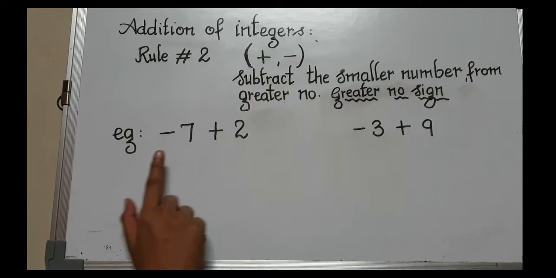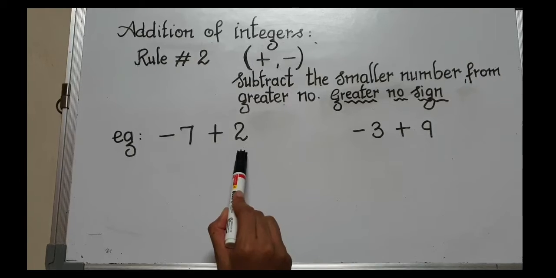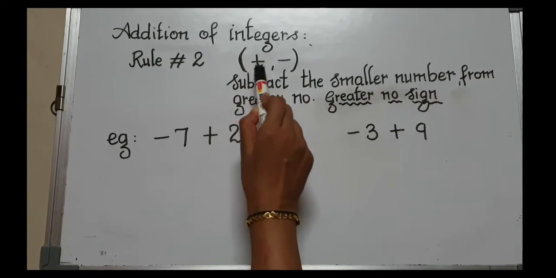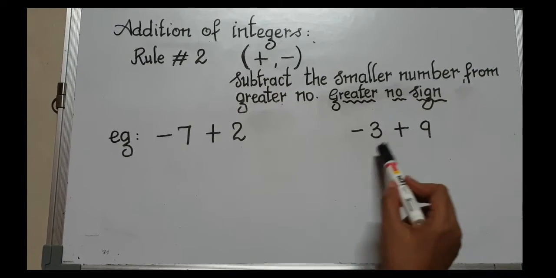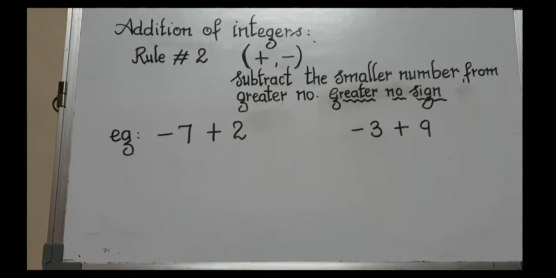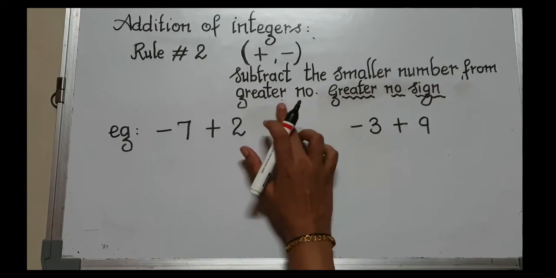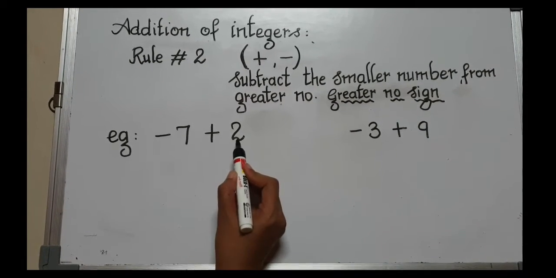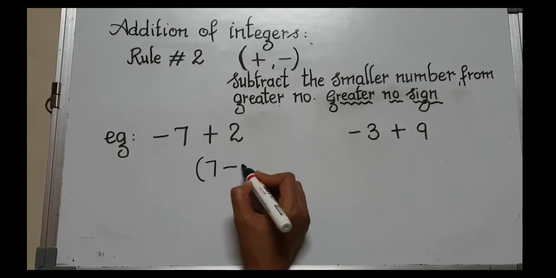So I have an example here. Minus 7 plus 2. Okay, you can see minus and plus together. So this plus is the addition sign, but the 2 doesn't have any sign there. So that means it is positive. So what are we going to do? Look at the rule. Subtract the smaller number from greater number. So it will be 7 minus 2.